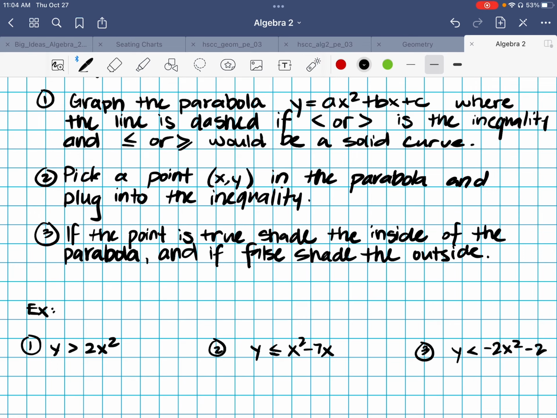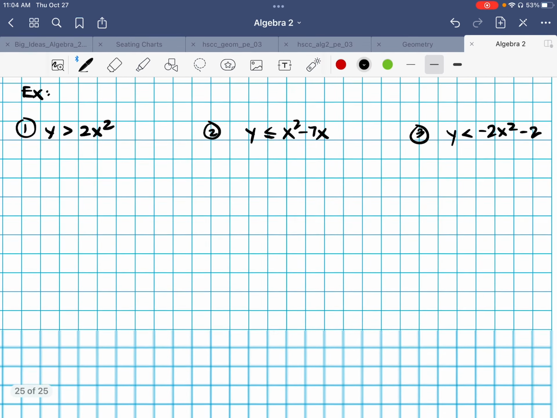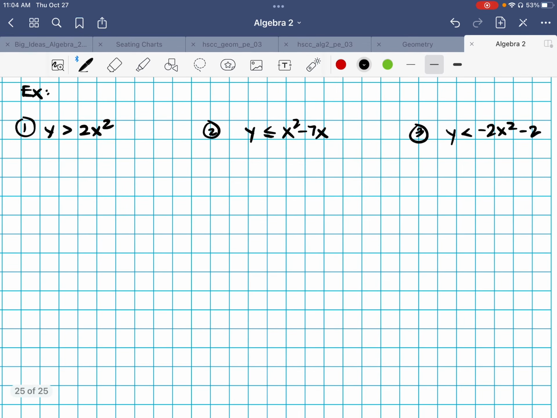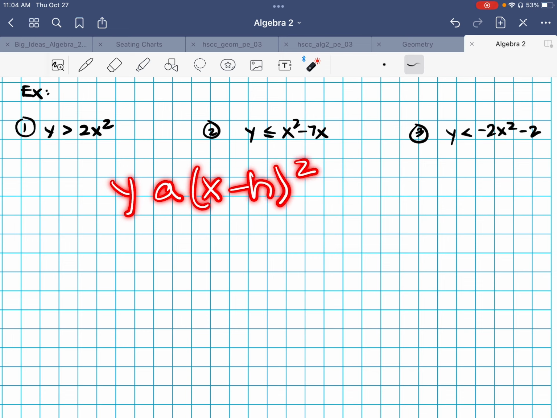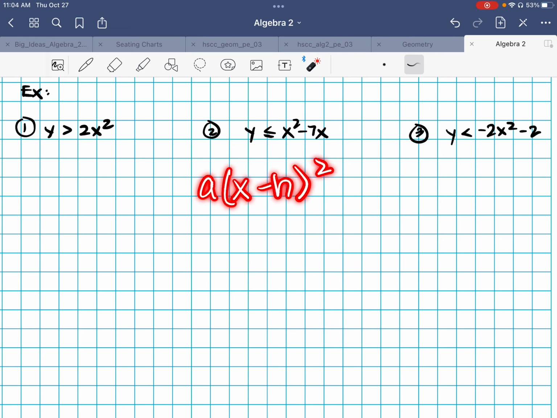Now, when you're graphing these things, the first thing you're going to be looking at is whether or not the equation is in vertex form. For those of you that forgot, vertex form is y equals a times x minus h squared plus k. In vertex form, once again, a times x minus h squared plus k, there is only one x in the problem. Now, if you look at this problem, there's only one x. That means I think it's in vertex form.